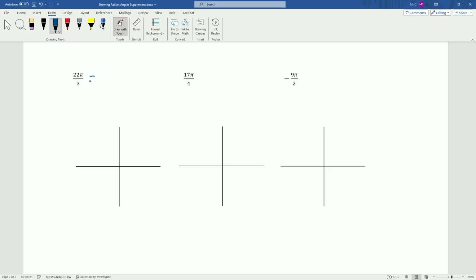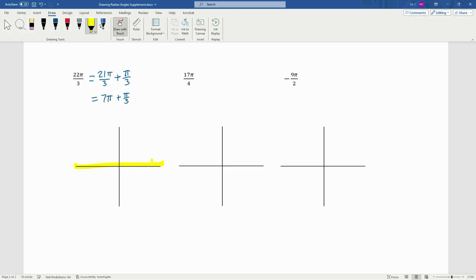So the first thing I'm going to do is think, what's the biggest number less than or equal to 22 that's divisible by 3? And that's 21. So I'm going to write this as 21/3 of π plus, and then if I've got 22 total, I should have 1/3 of π left. In other words, this is 7π plus π over 3.